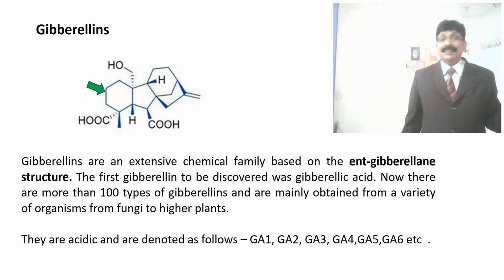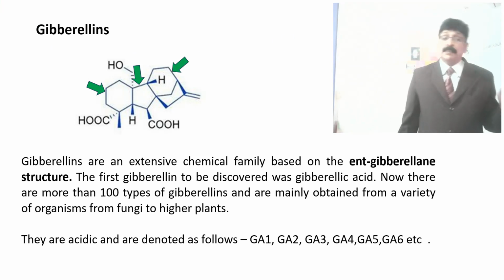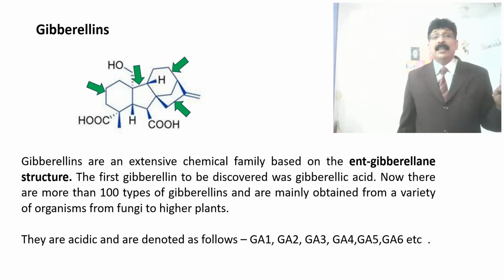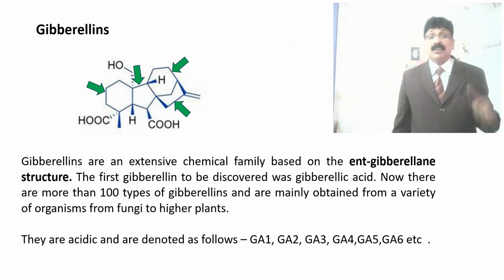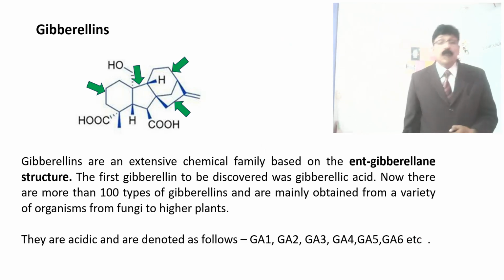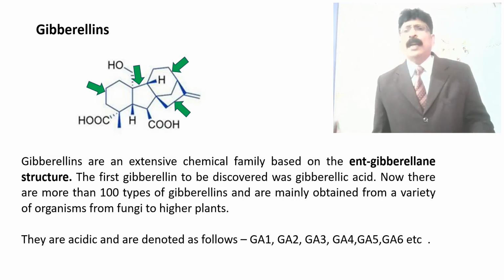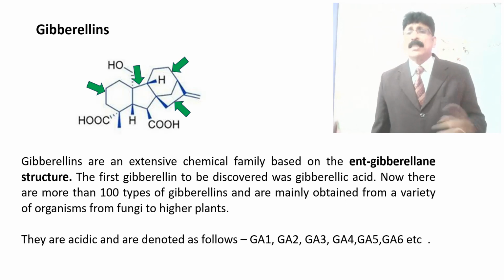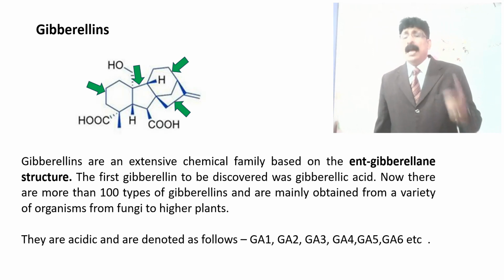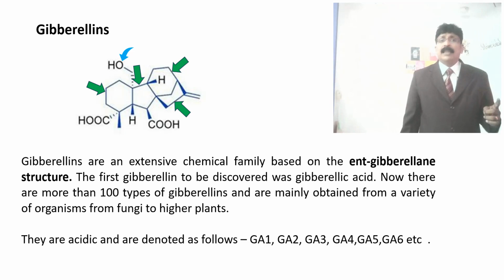This is a 6-membered ring structure. This is a 5-membered ring structure. No nitrogen is present. And this is a 6-membered ring structure again, and there is again a 5-membered ring structure. These are the main 4 ring structures present in gibberellins. Once or twice, if you write it, it is possible for you to write. It is necessary for students to write the chemical structure of plant hormones, plant promoters, plant inhibitors or plant regulators.